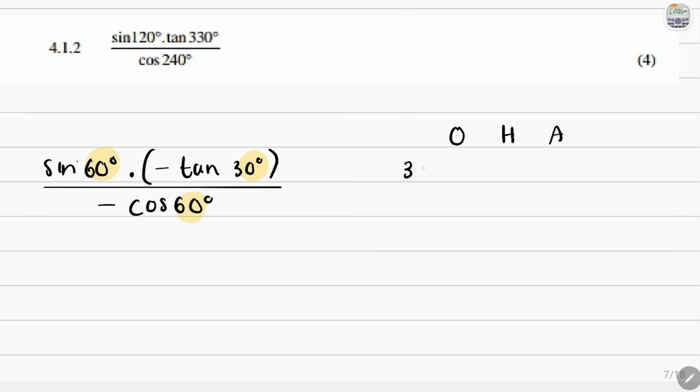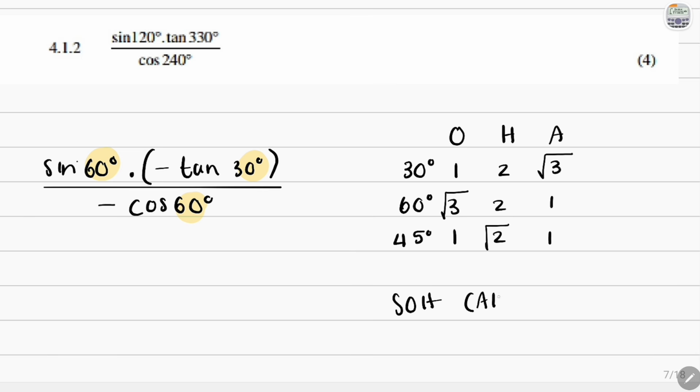And then for your angles, we have 30 degrees, 60 degrees, and 45 degrees. Then you're just going to say 1, 2, 3, 3, 2, 1, and 1, 2, 1. And then in each row, square root the biggest number. So here we square root 3, here square root 3, and here square root 2. Now you're going to use this with SOHCAHTOA.